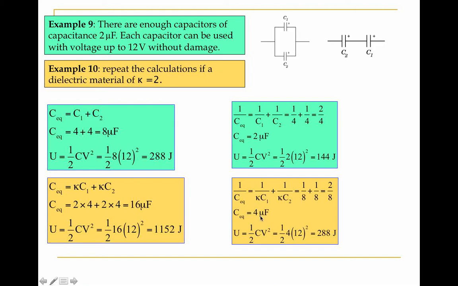from 2 to 4, and the energy is increased from 144 to 88. All right. So that's the effect of introducing a dielectric material: it increases the capacitance and also increases the energy, or the potential energy stored in the capacitance, or in the capacitor.